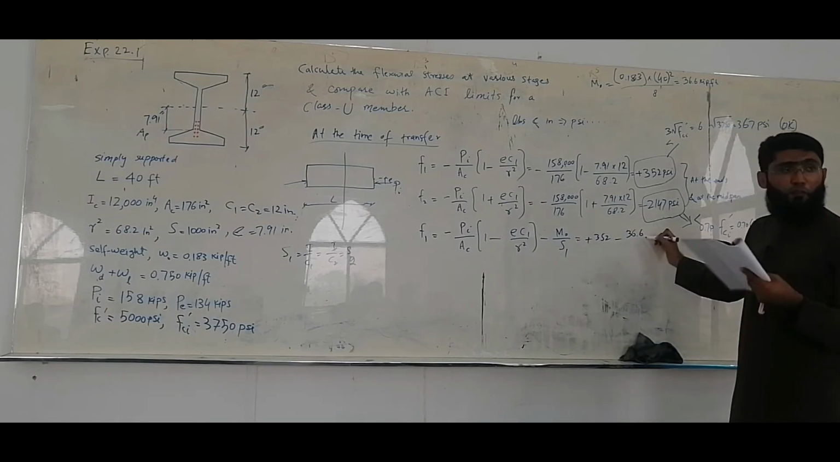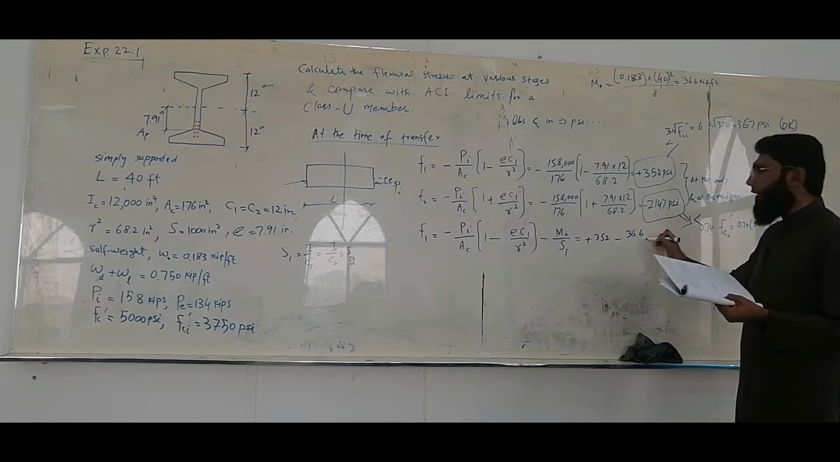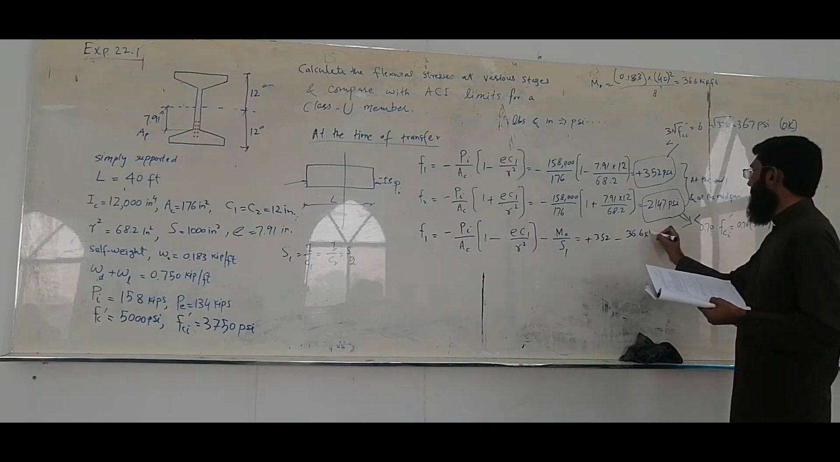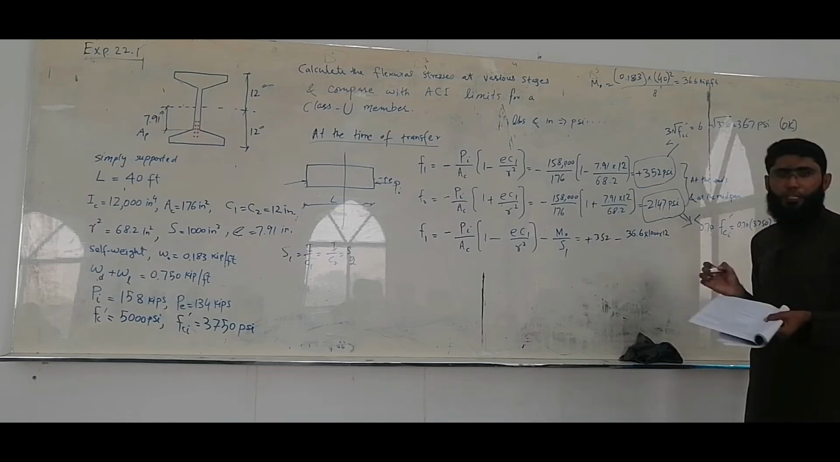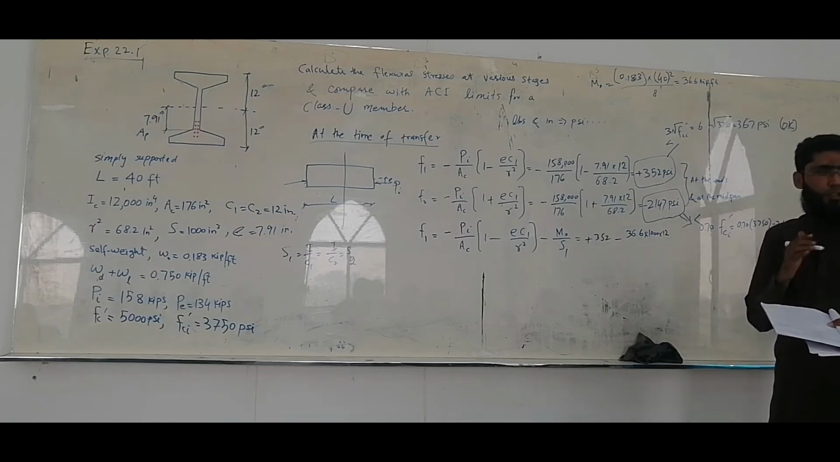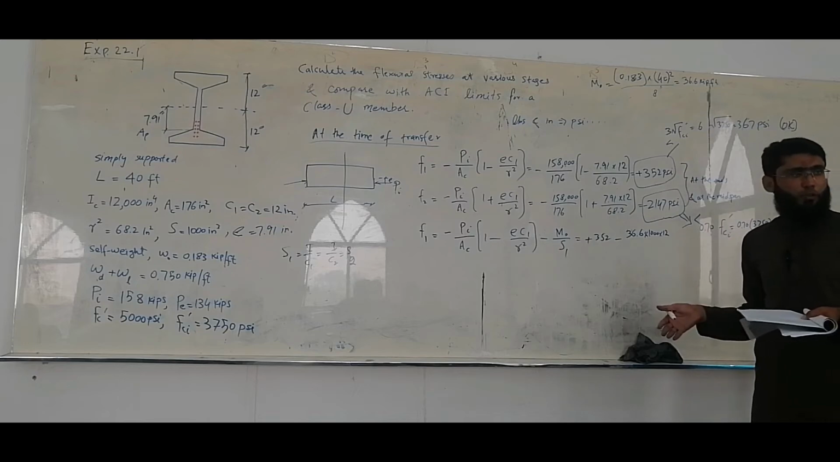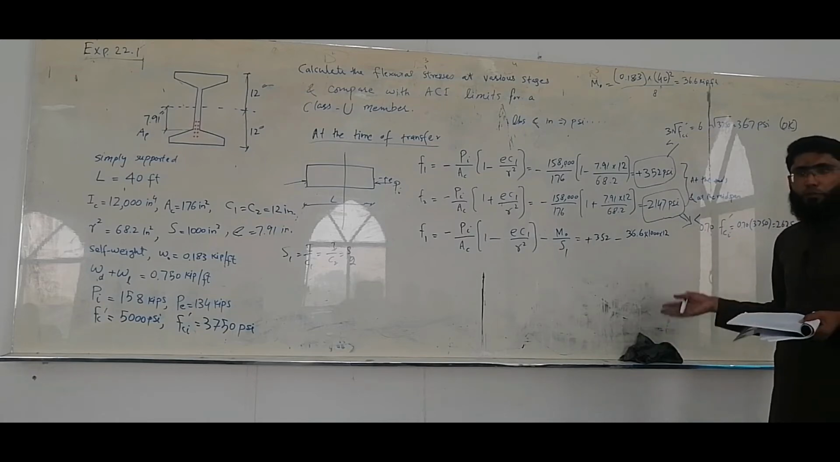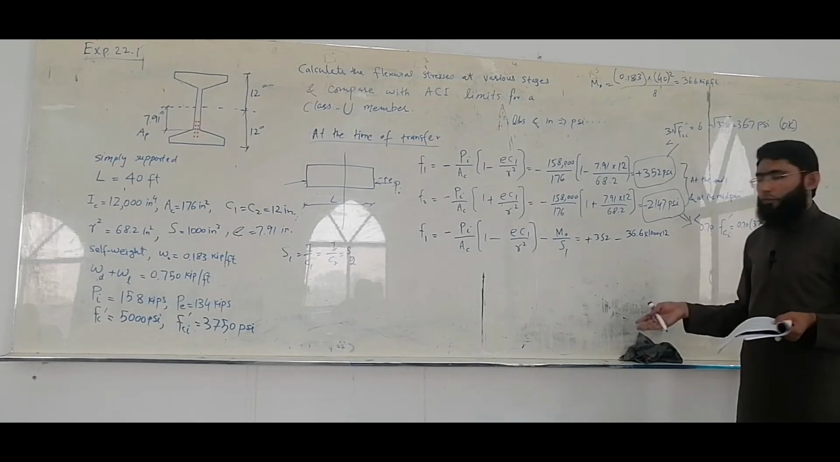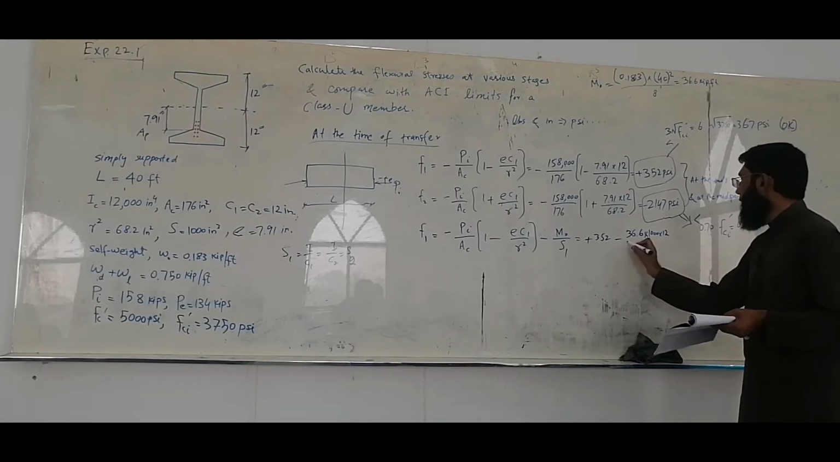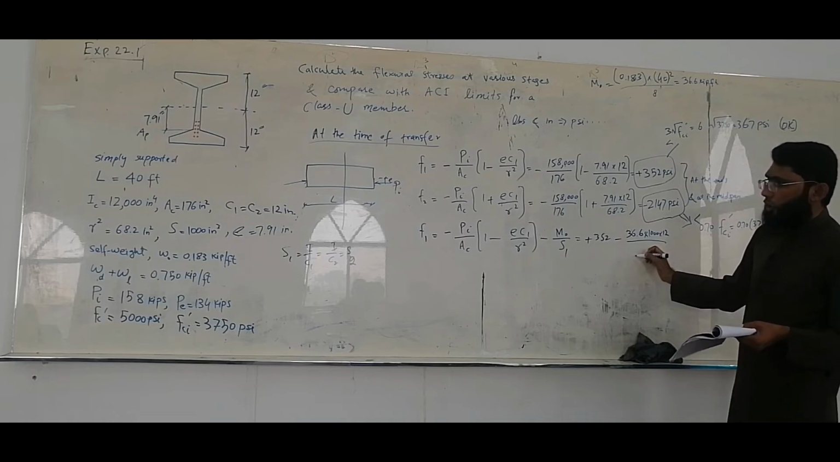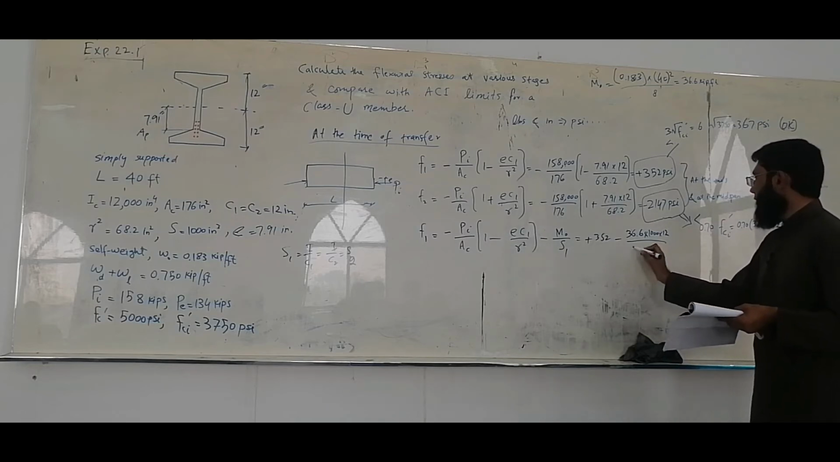36.6 kip-foot, but we have to work in pounds and inches. So we have to multiply this by 1000 to make it pounds, and by 12 to make it inches. From kip to pounds, you multiply by 1000. From foot to inches, you multiply by 12. So the moment is in pound-inch now, and S is in inch cubed.